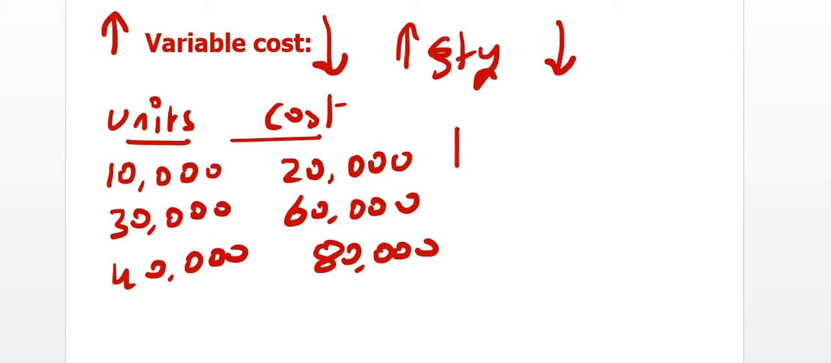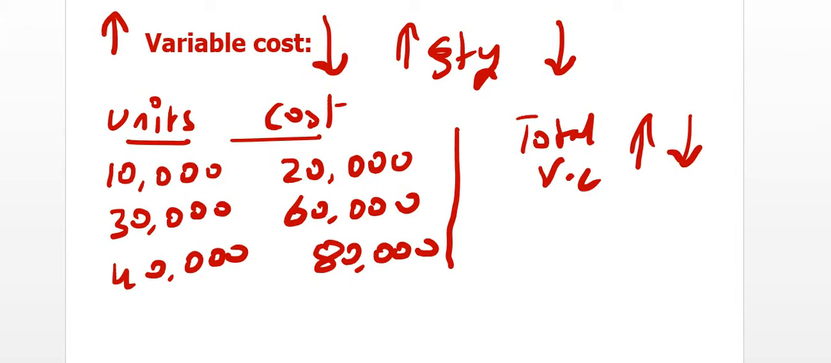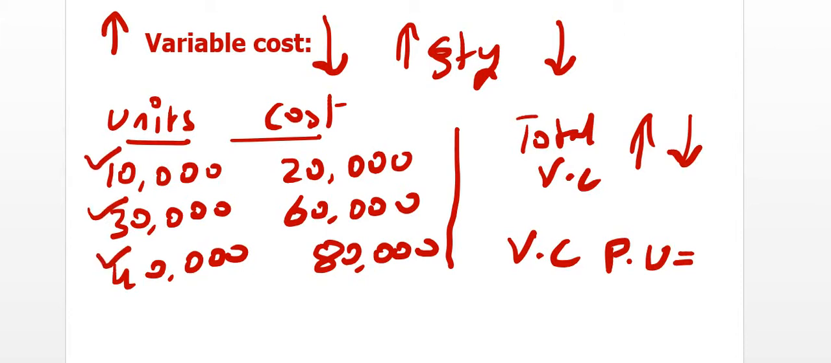So we need to understand one thing here, that the total variable cost will increase or decrease with the increase or decrease in the number of units produced. But the important point to mark here is that the variable cost per unit will always remain constant irrespective of the level which you have attained. That means whether I produce 10,000, 30,000 or 40,000, my variable cost per unit, that is in this question rupees 2, will always remain constant.